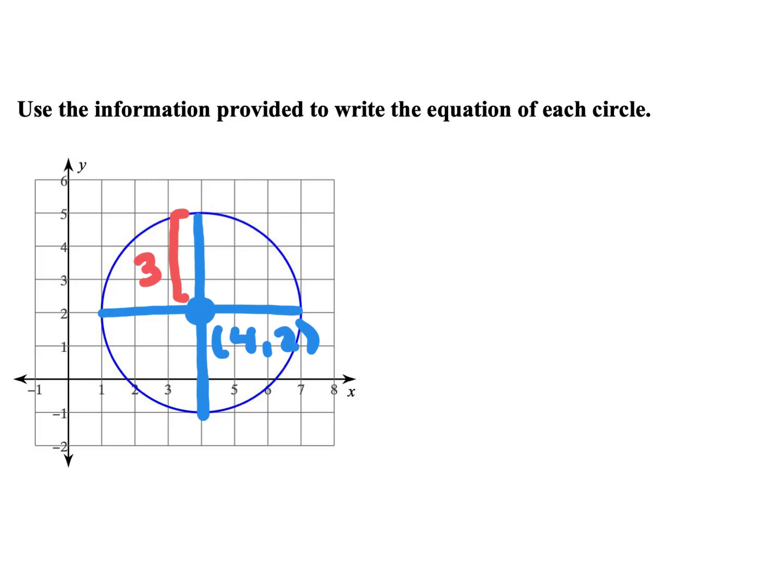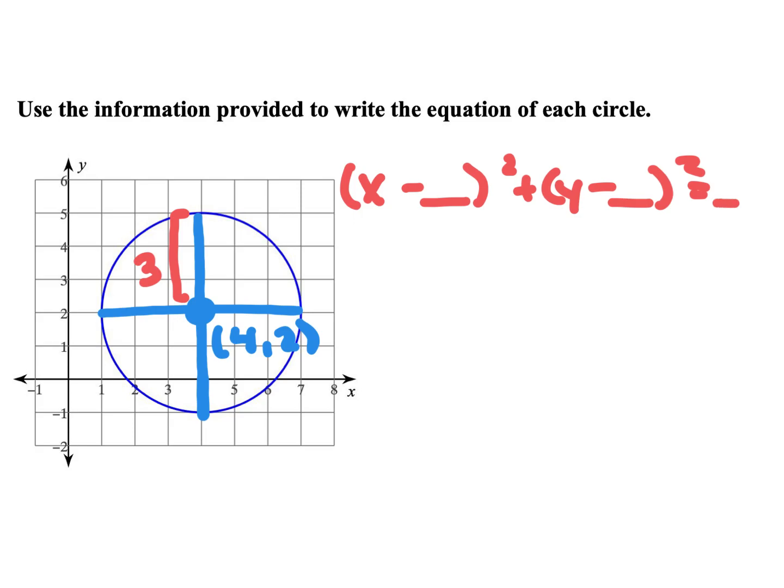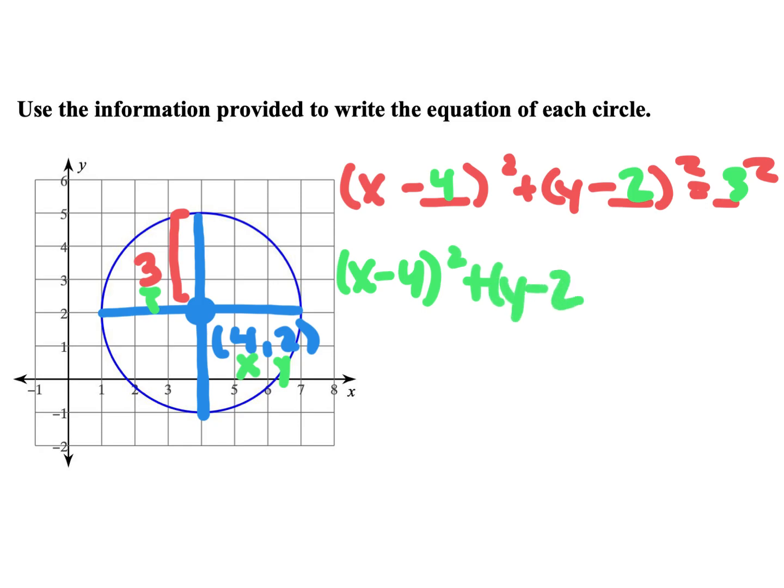So if I write my equation in standard form, and I fill in the x of the center is 4, the y of the center is 2, and then the radius is 3. So when I simplify, I get x minus 4 squared plus y minus 2 squared equals 3 squared, which is 9.